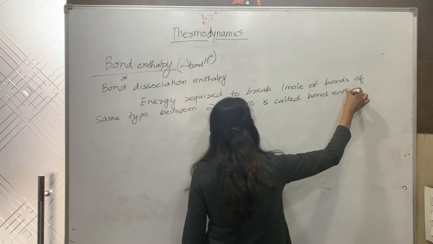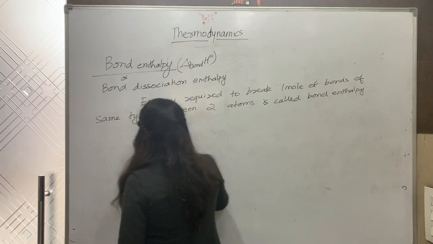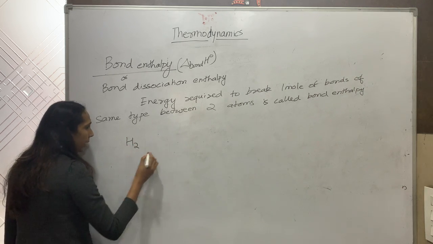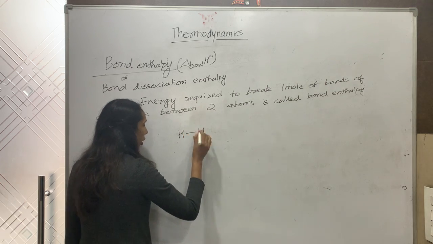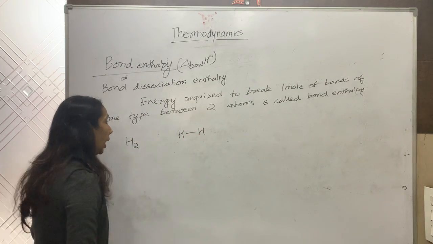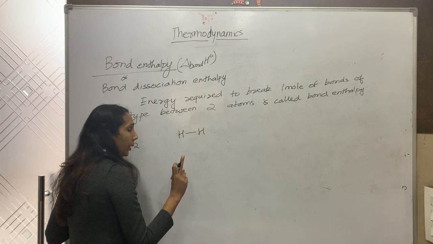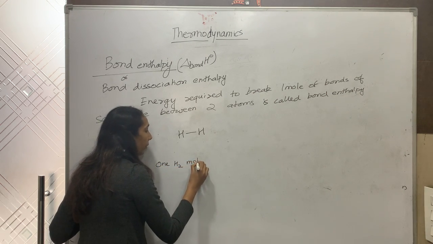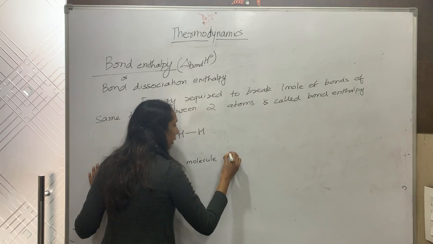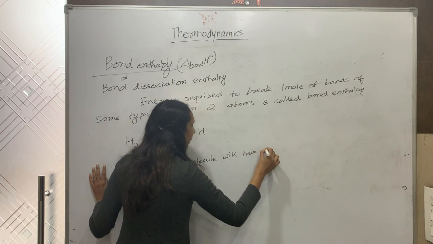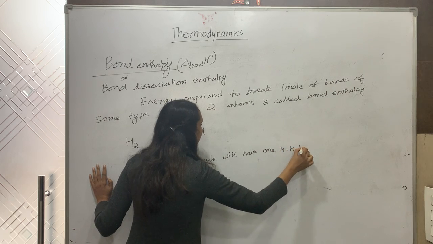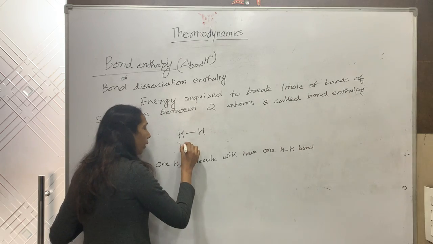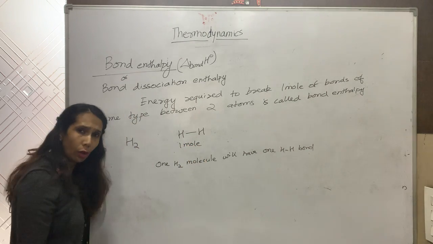Energy required to break 1 mole of bonds. Now see this. I take H2. H2 means H single bond H. Every H2 molecule will have one H-H bond. Every molecule will have one bond. So 1 mole of molecules will have 1 mole of bonds.